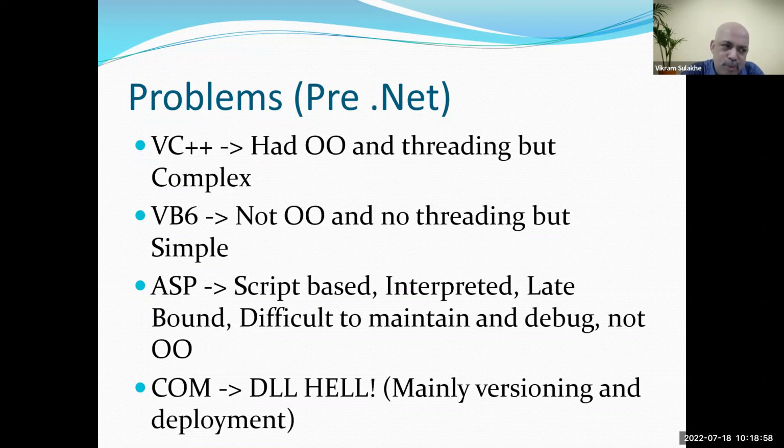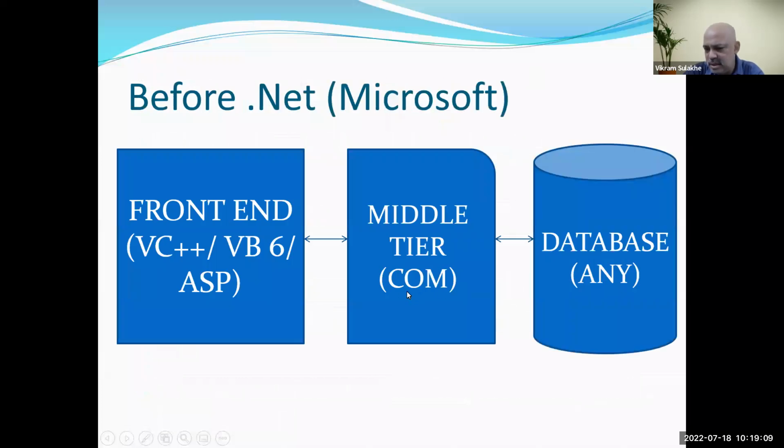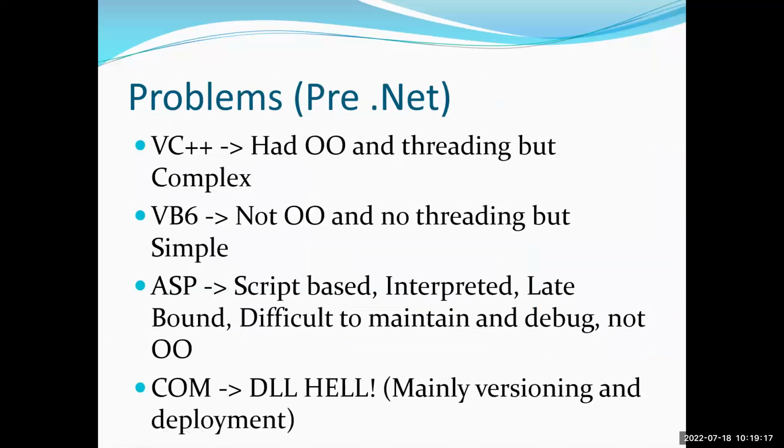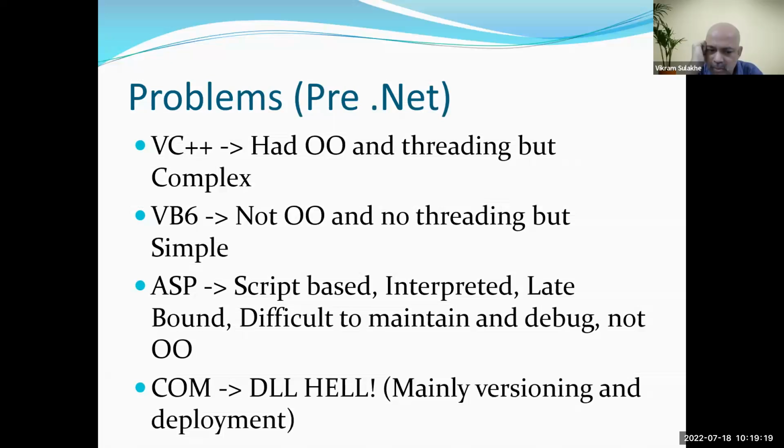Now, the biggest problems were not so much in the front ends, but in the middle tier. What did we call the middle tier? It was being created as a COM component, and everybody was using the middle tier. Now, the middle tier, the COM component, had certain major problems that developers faced, right?